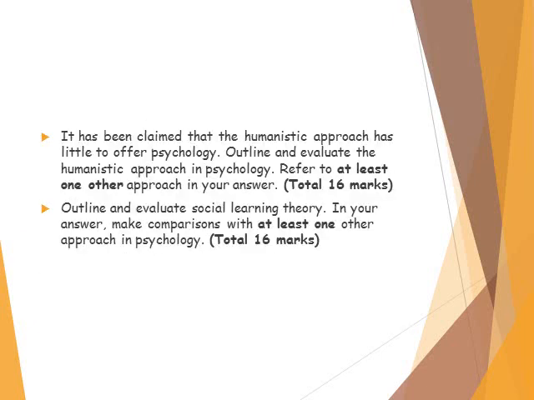Now, in terms of some 16 markers you could get, it has been claimed that the humanistic approach has little to offer psychology. Outline and evaluate the humanistic approach and refer to at least one other approach in your answer. So this one isn't getting you to compare with a specific one, it's asking you to think about which would be the best one to make comparisons between. Similarly, the next one, outline and evaluate social learning theory. In your answer, make comparisons with at least one other approach in psychology. So you're having to pick which would be the best one to do so.